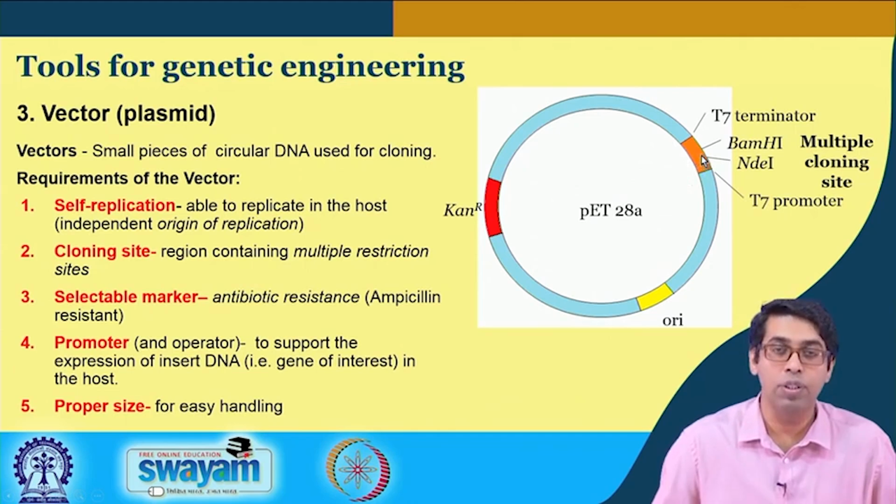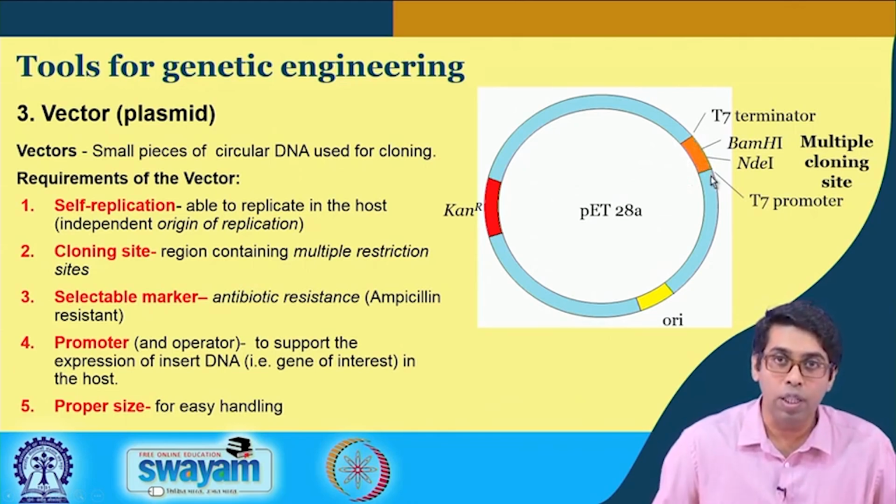So, that is why all those sequences are encoded only in this small region, which is referred to as the multiple cloning site. What we are going to do is choose BamHI and NdeI to digest this vector. It will cut open this vector, and what we will have is a linear DNA molecule.